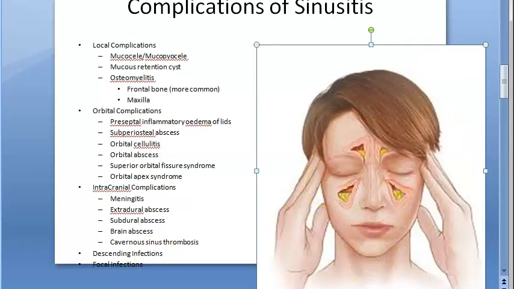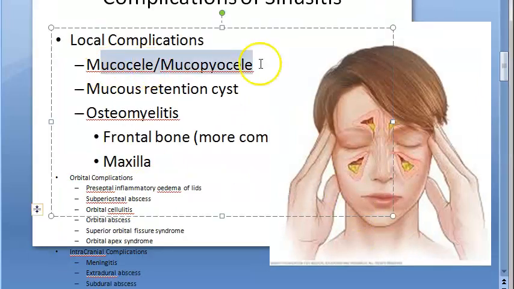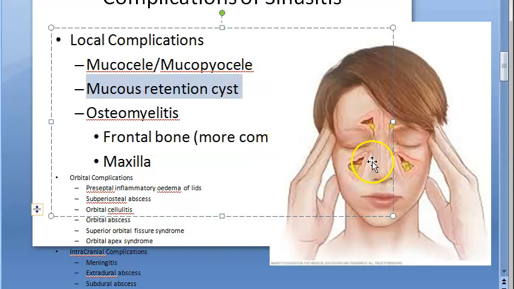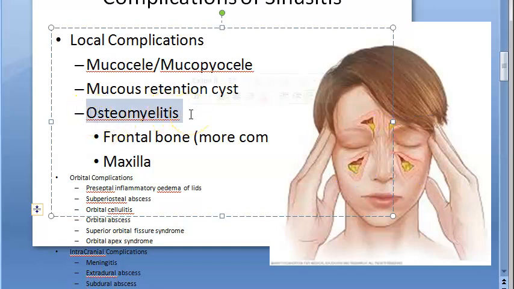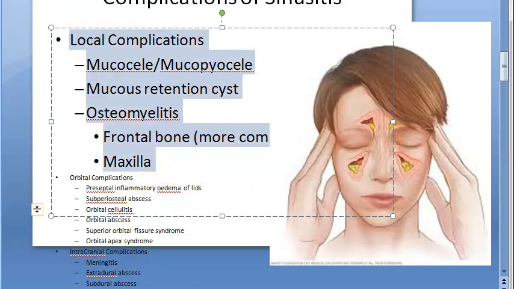What all can it affect? Locally, there can be mucocele, mucopyocele, that is with pus, with mucus. That is a local complication. Then you can have a mucus retention cyst and osteomyelitis. Under this, there are two types, frontal bone and maxilla. All these bones can undergo osteomyelitis. What exactly is osteomyelitis? It's infection of the bone marrow. Even these are all local.